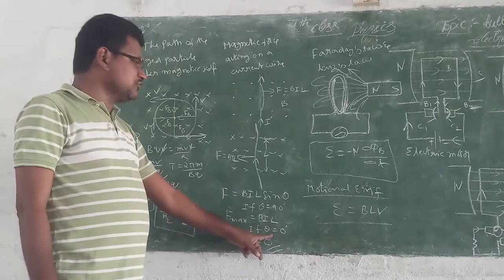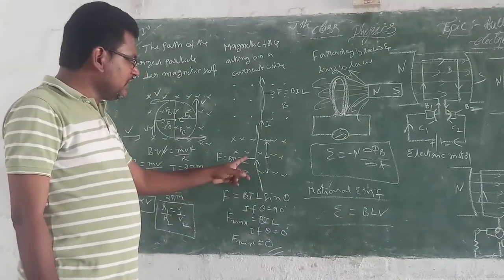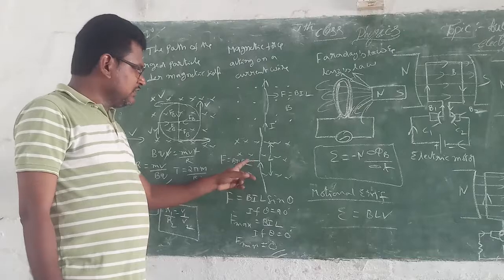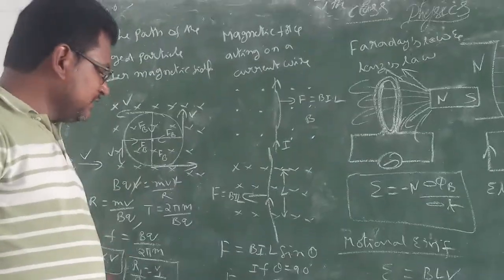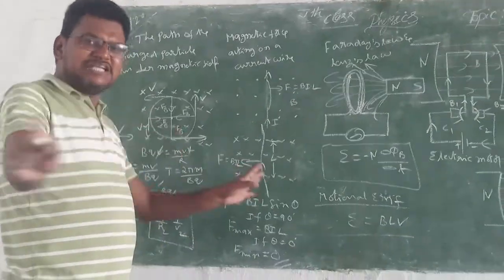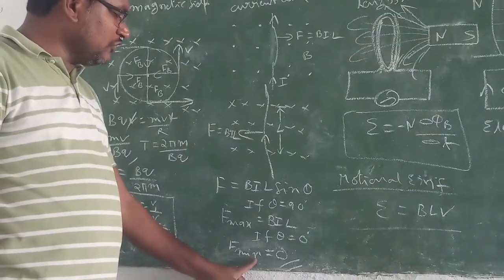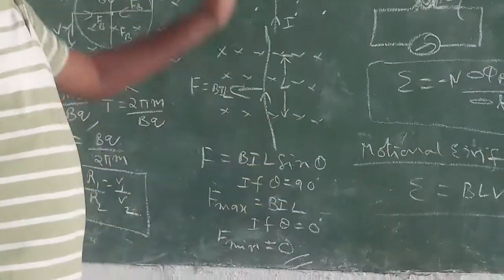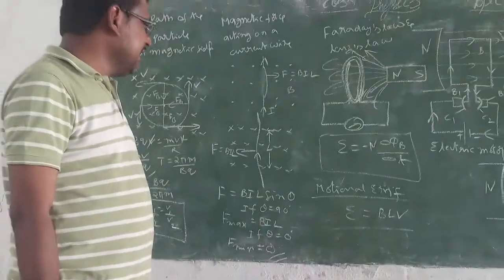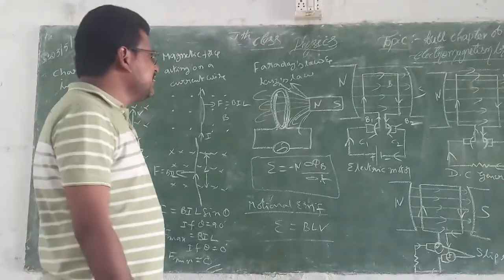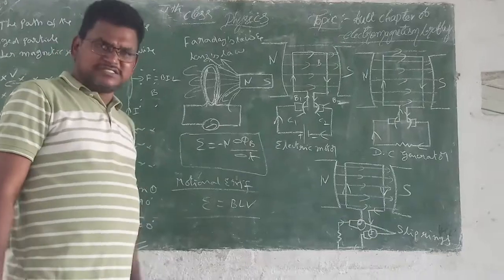If theta is equal to 0, that means the current carrying wire is in a parallel magnetic field, then it does not experience any force. The minimum force is equal to 0. So this is the magnetic force acting on a current carrying wire. Next, let us see Faraday's law and Lenz's law.